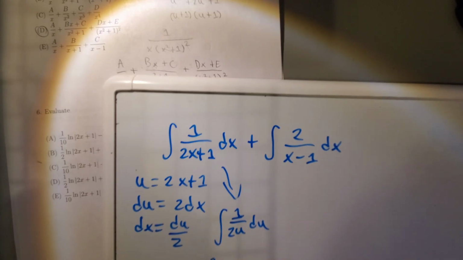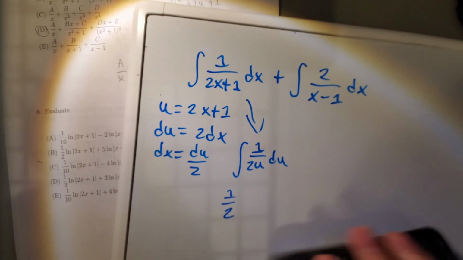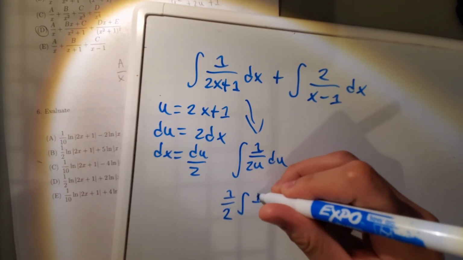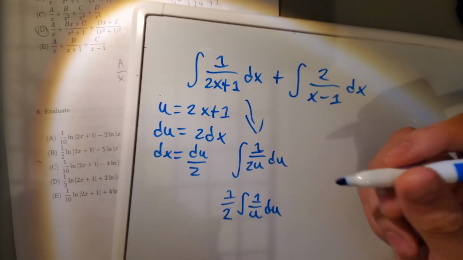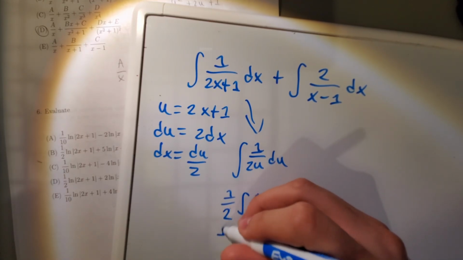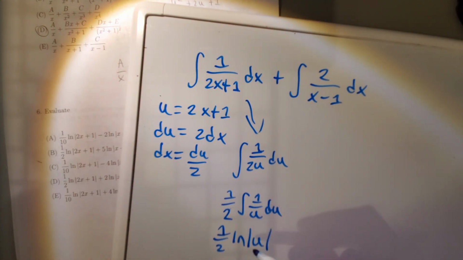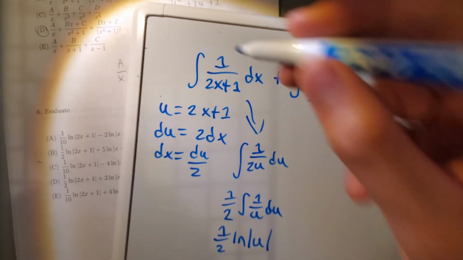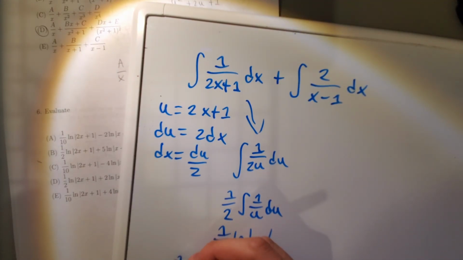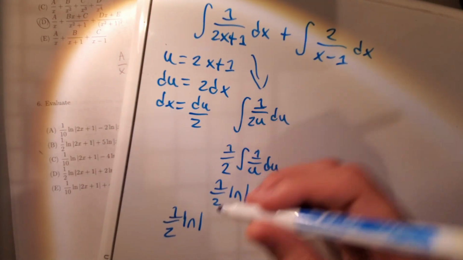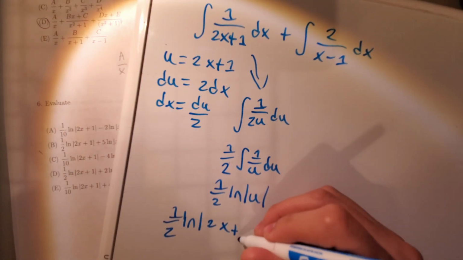You have 1/2 times the integral of 1 over u. And that's pretty trivial. That's just 1/2 times the natural log of u. Absolute value is important here too, when you're integrating a 1 over u kind of thing. And so this integral ends up evaluating to 1/2 times the natural log, absolute value of 2x plus 1.